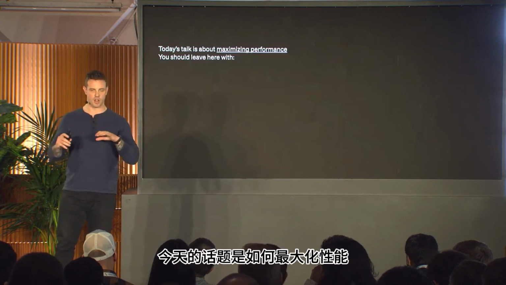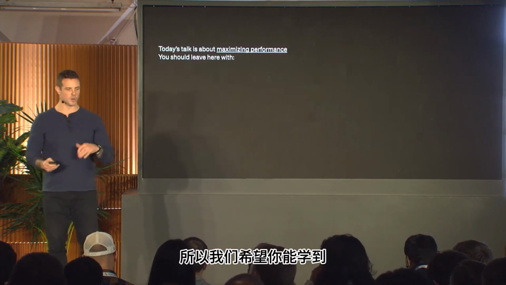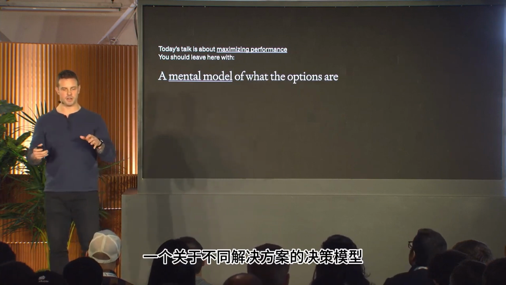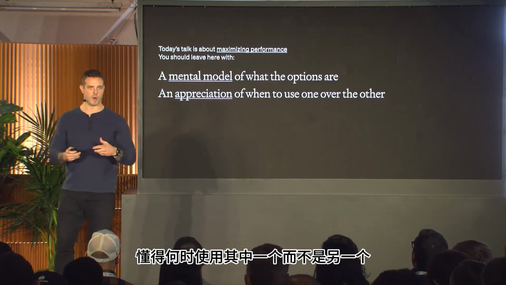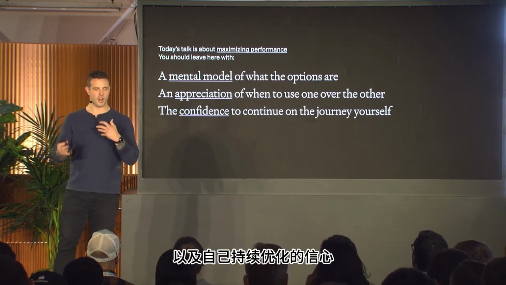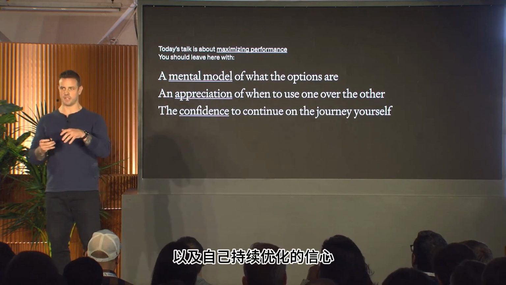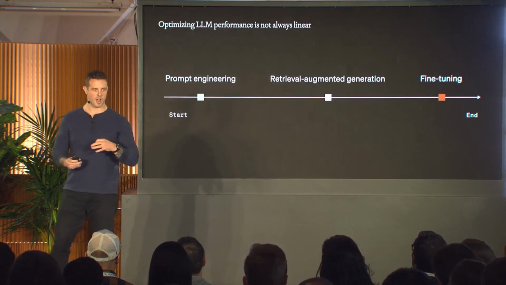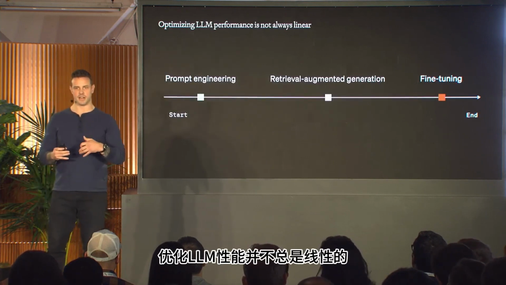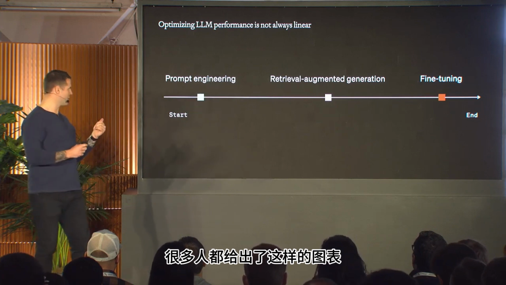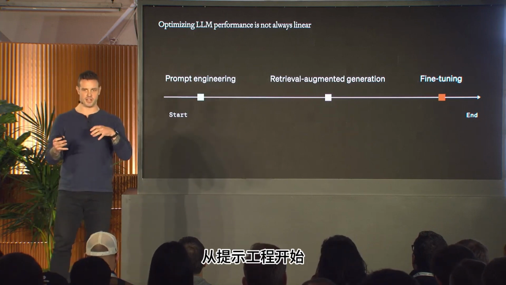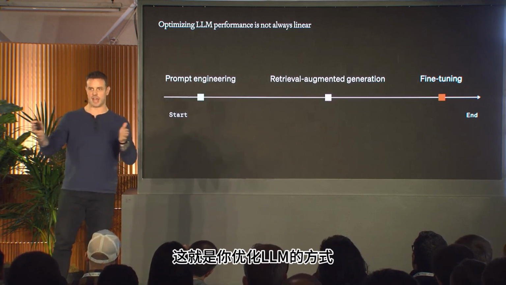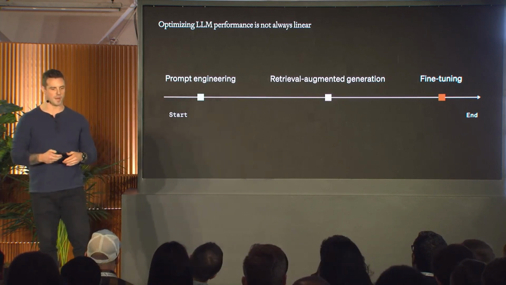Today's talk is all about maximizing performance. What we're hoping you'll leave here with is a mental model of what the different options are, an appreciation of when to use one above the other, and the confidence to continue on this optimization journey yourselves. Starting off, optimizing LLM performance is not always linear. A lot of folks present a chart like this, where you start off with prompt engineering, you then move on to retrieval augmented generation, and then you move on to fine-tuning. This is the way that you approach optimizing LLMs.